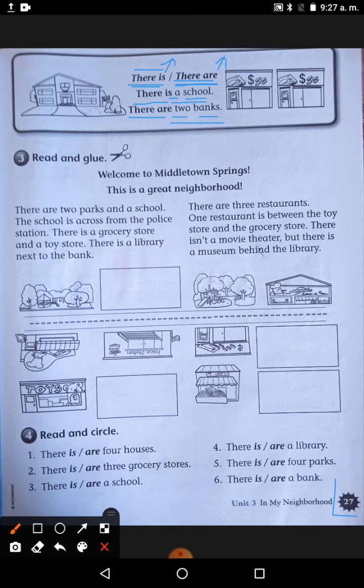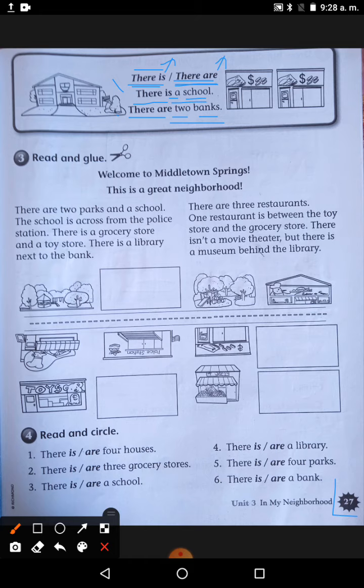Here, we are not using the negative form of that. Okay? But I can give you another example. In this case, in negative form. I'm going to use the examples. There isn't a school. There aren't two banks. Okay? In the next class, we will continue learning more about the negative form of these adverbs.